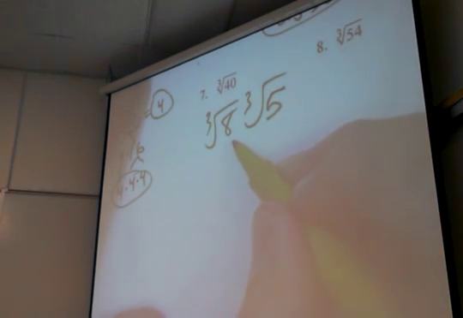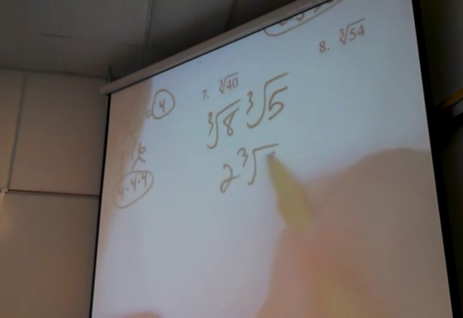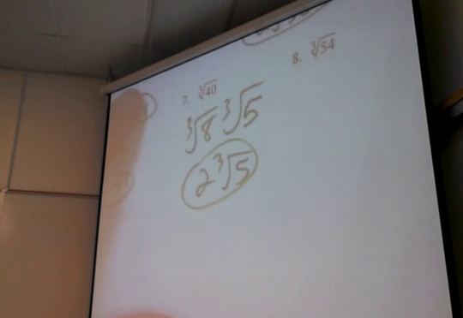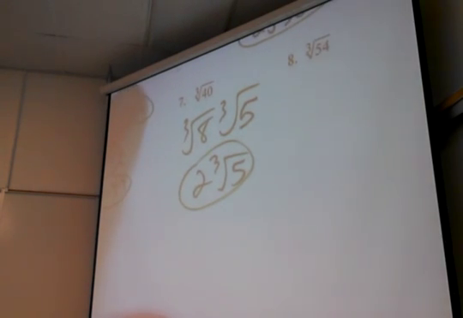What is the cube root of 8? 2. Why is it 2? It takes three 2s to multiply to be 8. Good. What's the cube root of 5? I don't know. So I'll leave it. Cool.